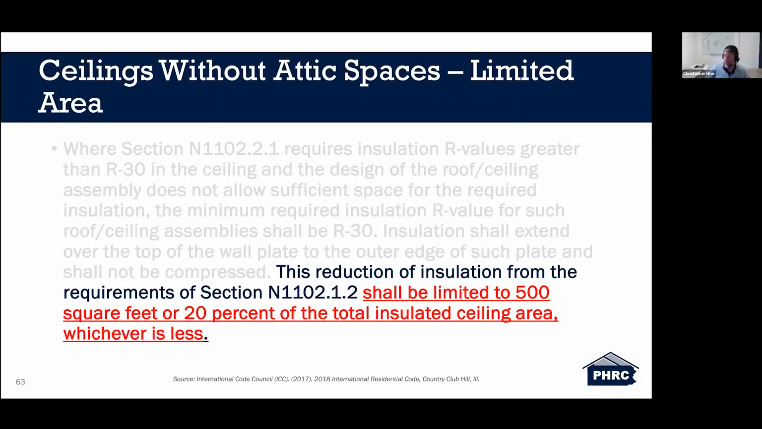Finally, the last thing that I want to touch on here today as we hit 2 o'clock is our maximum area, right? So our maximum area in the IRC, this is again for ceilings without attic spaces, is limited to 500 square feet or 20% of the total insulated ceiling area. So if we're looking at, let's say, a ranch with lots of ceilings without attic spaces, right? We're talking about that sandwich, not attics. We're talking about that sandwich with roof sheathing, raftered assembly, or parallel chord truss with insulation, and then our drywalled ceiling. We're limited to 500 square feet or 20% of the total insulated ceiling area, whichever is less.